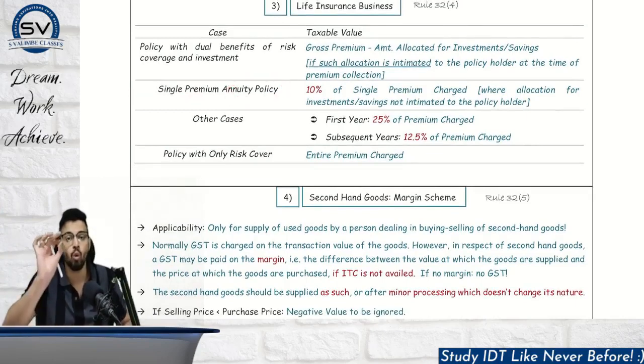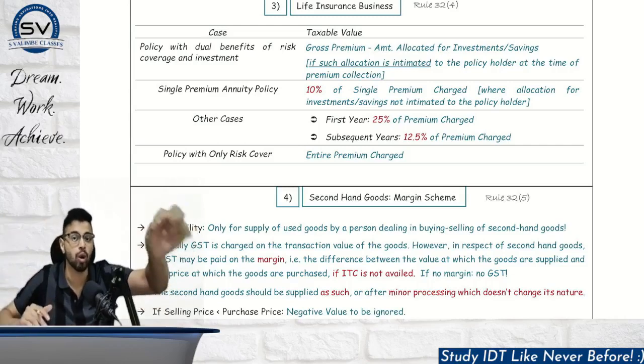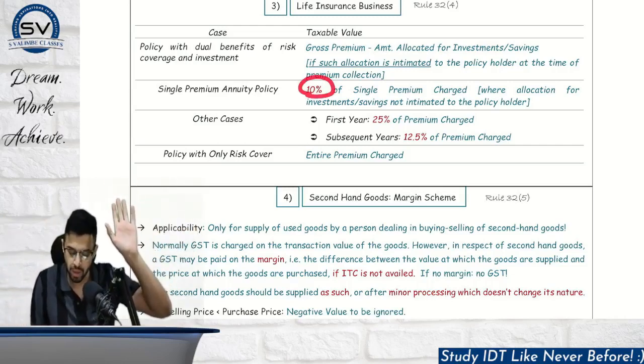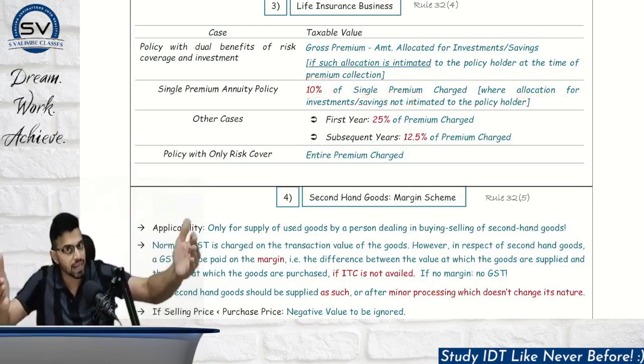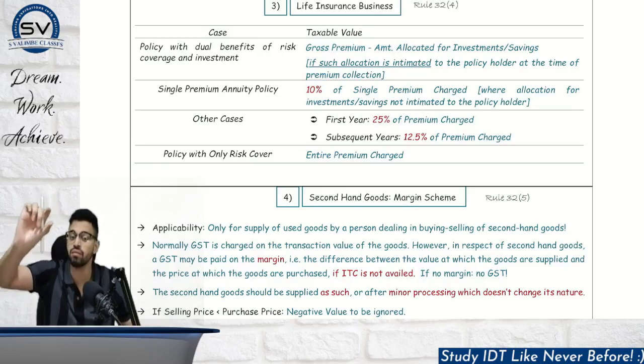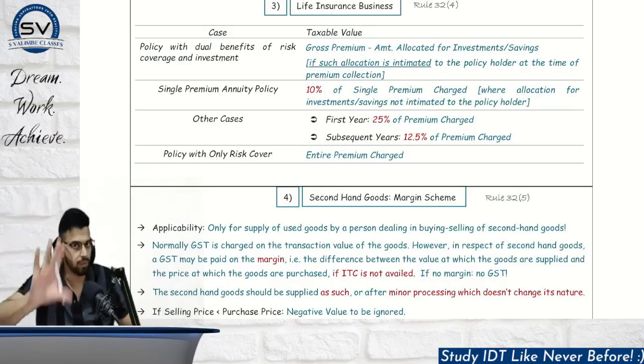Next, single premium annuity plan. Basically, I'm going to pay one premium, that is generally a very big amount. In that case, GST will be leviable on 10% of the amount. So 10% of the single premium where allocation is not intimated. If allocation is intimated, then the portion which is with respect to the insurance amount will be taxable.